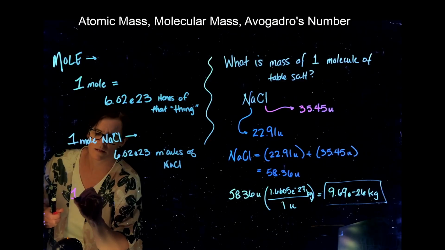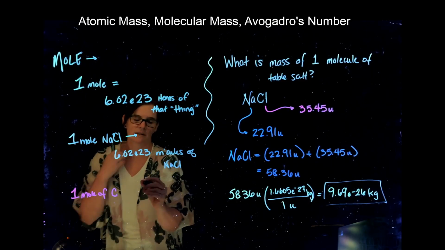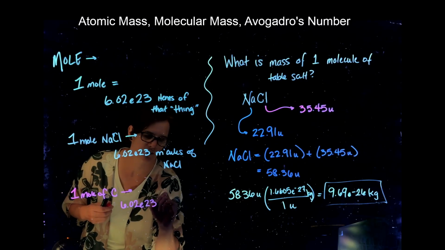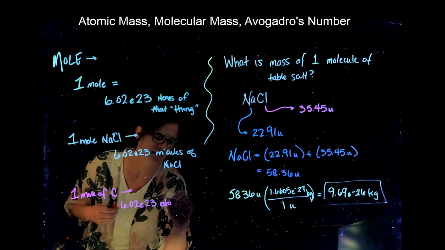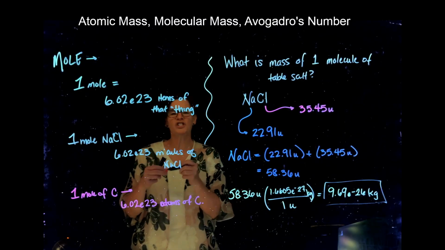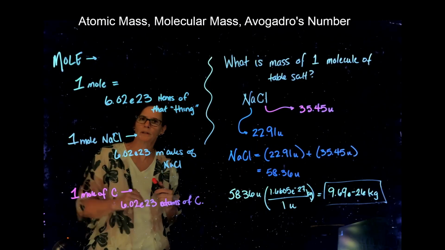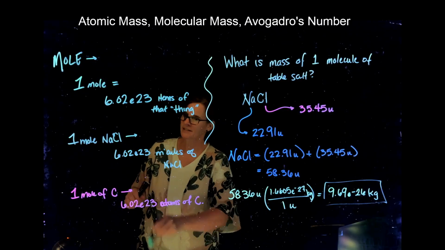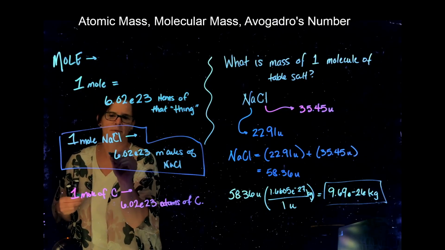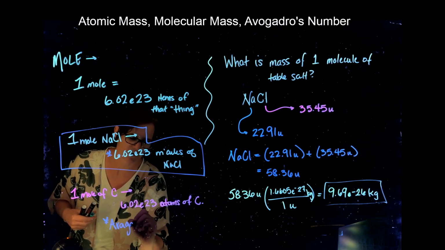1 mole of carbon is 6.02 times 10 to the 23rd atoms of carbon. Okay? So it's just a way to describe a really, really big number, this specific really, really big number. And this number here is what we refer to as Avogadro's number.